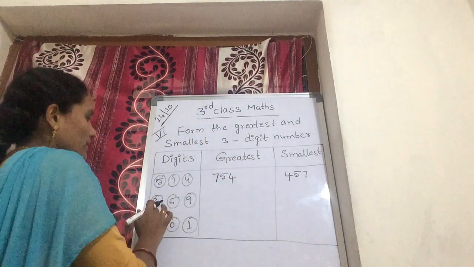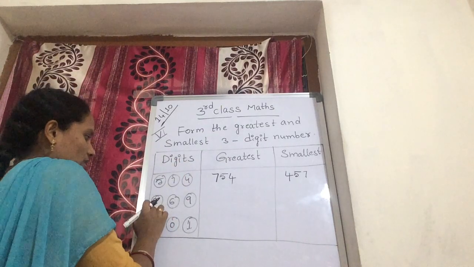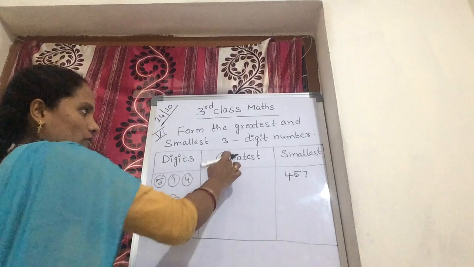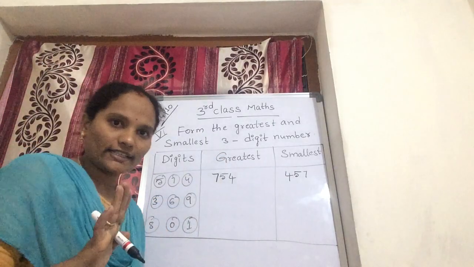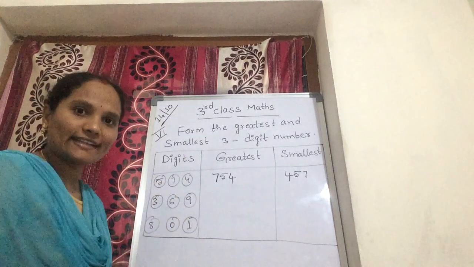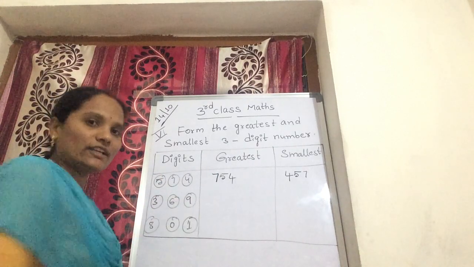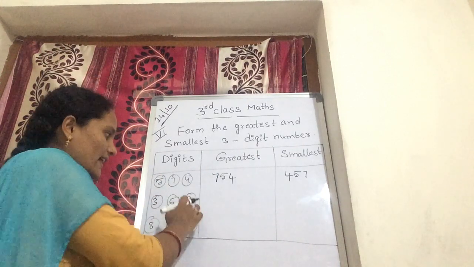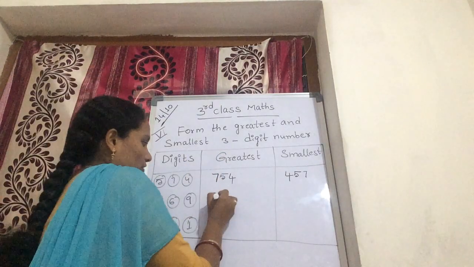Okay Amma, next one. Here in the second one you get 3 digits, that are 3, 6, 9. First you need the greatest number. So first we are checking which one is the greatest digit. 3, 6, 9. Which one is the greatest one, Amma? 9 is the greatest digit. So you need the greatest number. So write 9 first.